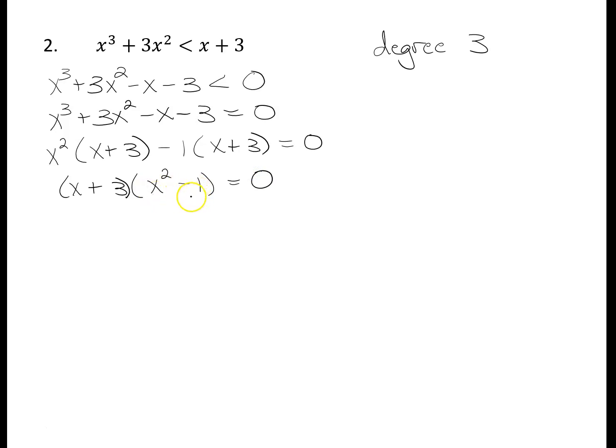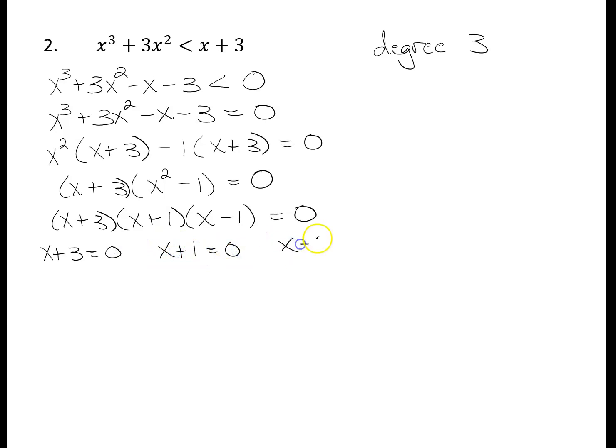We have a difference of squares. So let's keep going. X squared minus 1 will factor into x plus 1, x minus 1. Okay, now it's completely factored. Set each factor equal to 0 and solve. So we are going to get 3 solutions: -3, -1, +1.